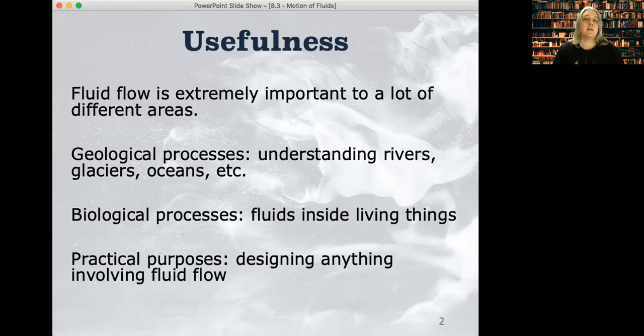And finally, what may be more applicable to engineers and physicists in general is designing things that involve fluid flow. So if we're setting up an experiment, or if an engineer is creating a system which will have some fluid in it, then understanding how the fluid is going to flow will help us design that setup.